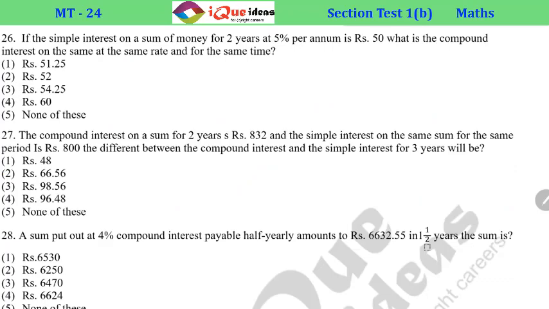Now the next question says the simple interest on a sum of money for 2 years at 5% per annum is 50 rupees. All right. What is the compound interest on the same sum at the same rate for the same time?